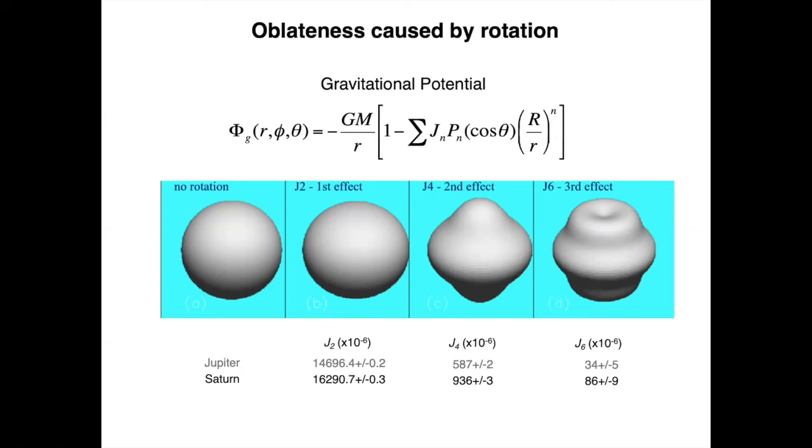So if you do not have rotation, that's a sphere. Now you have first, second, third order effects from the multipole expansion. We call the first order effect the J2 coefficient, the second order effect the J4 coefficient, the third order effect the J6 coefficient, and so on. So let's see how this arises. You have the gravitational potential being the monopole plus a deviation, and now you expand the deviation in spherical harmonics.